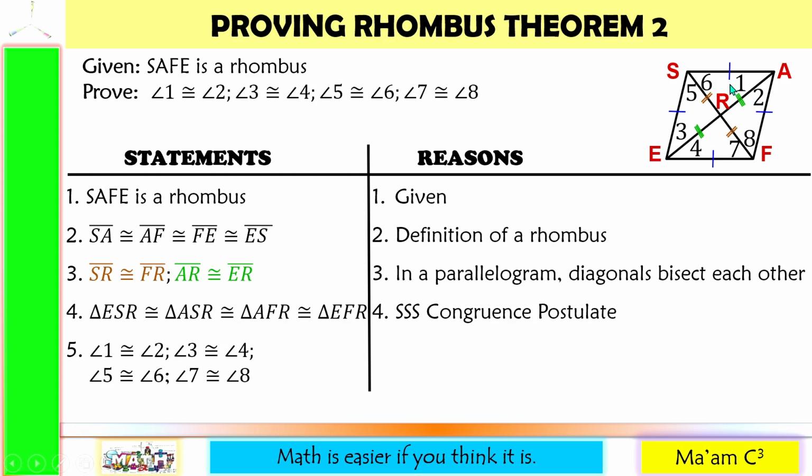If these two triangles are put on top of one another, then 5 and 6 are congruent. If these two triangles are put on top of one another, 3 and 4 are congruent. If these two triangles are put on top of one another, then angles 7 and 8 are congruent. And again, that is because of congruent parts of congruent triangles are congruent.